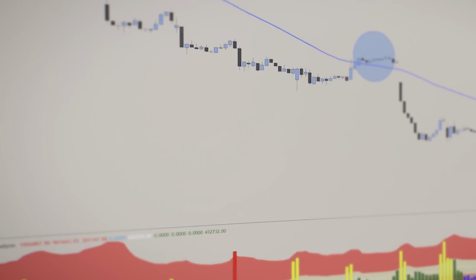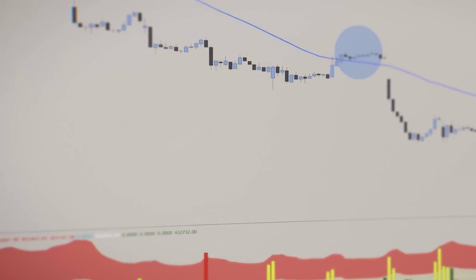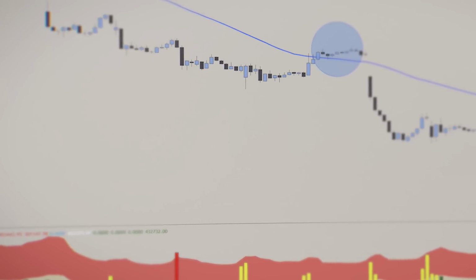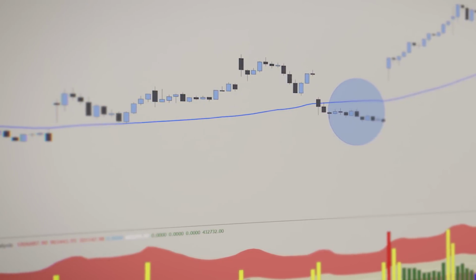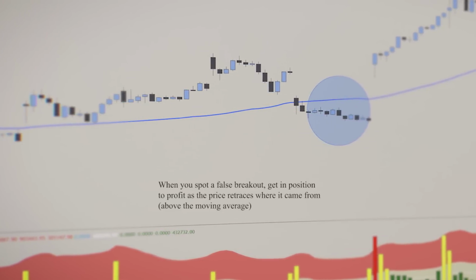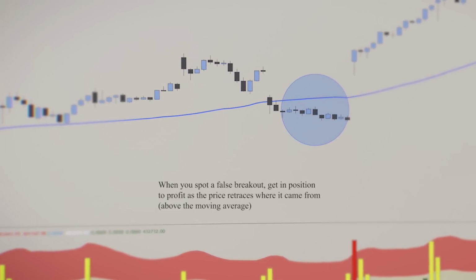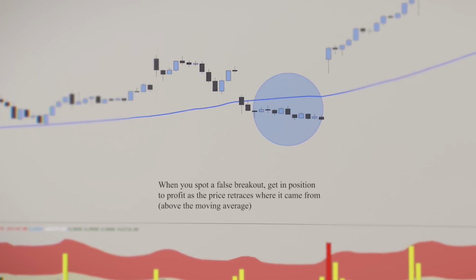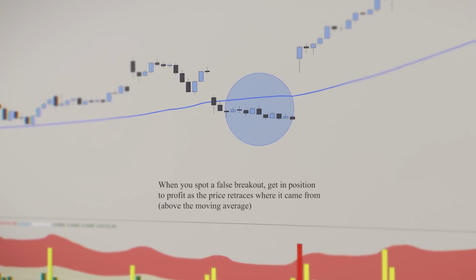It's an easy strategy, but it requires staying cool-headed and trusting your analysis of the market structure. Don't get fooled by the hype, and focus on the big picture trend. Pay attention to the signs of possible manipulation by the big money. When you spot a false breakout, get in the position to profit as the price retraces where it came from. By following trends and outsmarting the tricks of the institutional traders, you will too start seeing bigger gains.